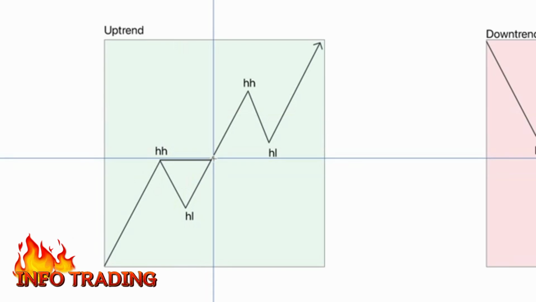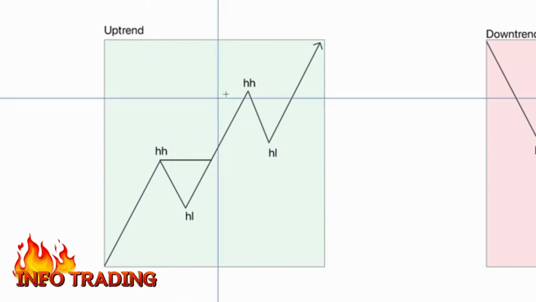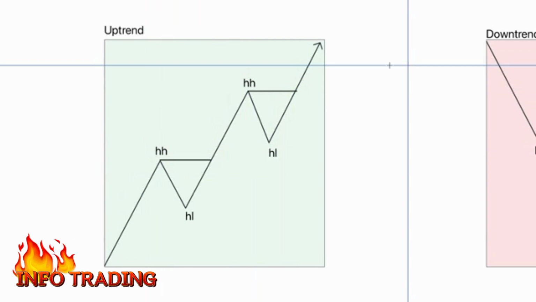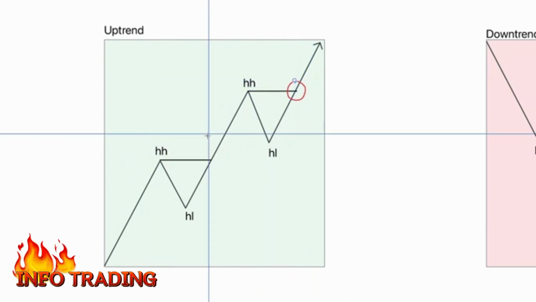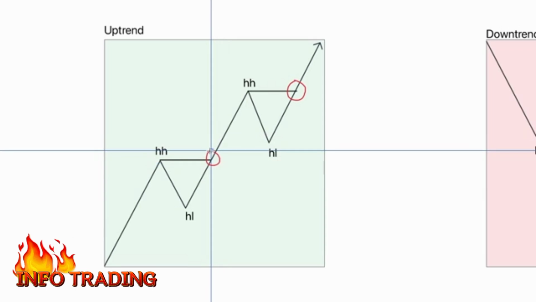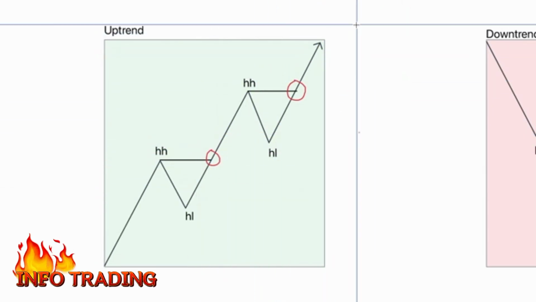So this here is what we call a break of structure. It's this push upwards past the higher high. This as well is a break of structure. And the actual break of structure we talk about is taking place at these points. Because we get these breaks in structure that continue pushing the market higher, this is indeed an uptrend.